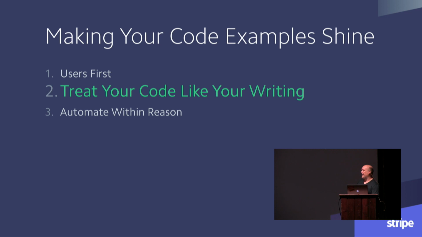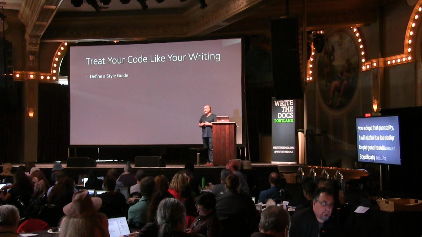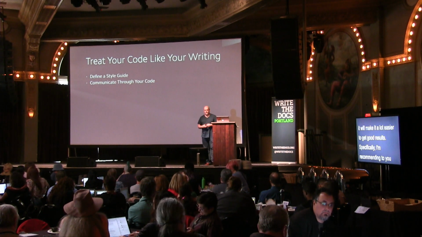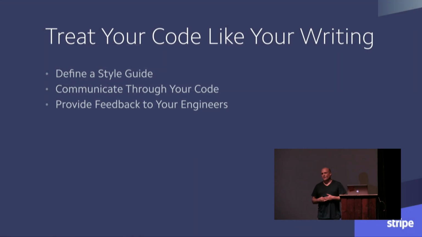For the second planning step, let's look at the code examples within the context of the docs themselves. Now, somewhat of an epiphany for me was realizing how many of the same strategies that we use for documentation for the written content also apply to the code examples. If you adopt that mentality, it's actually going to make it a lot easier to get good results. Specifically, I'm recommending you define a style guide for your code, communicate through your code, and use this as an opportunity to give feedback to your engineers.